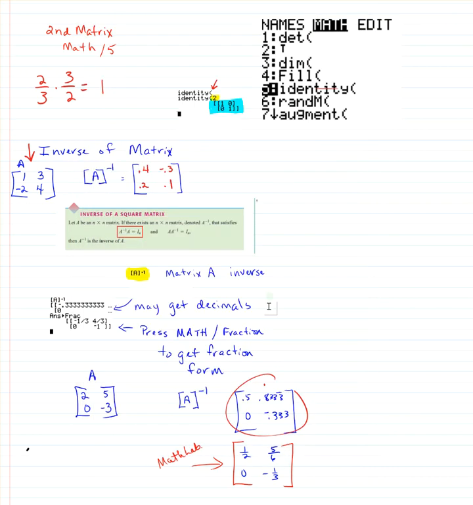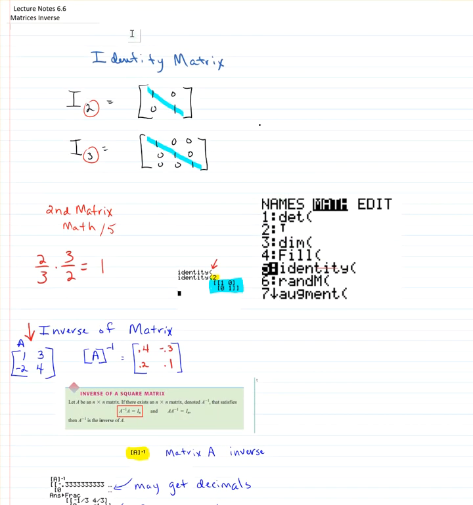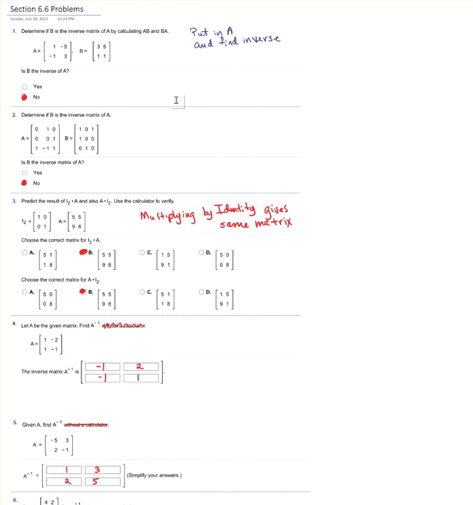So let's go look at our problems. All right, number 1 says determine if B is the inverse matrix of A, and it's telling you to do it a different way, to calculate the product AB and the product BA. We don't have to do that. Just put in A as we just did and find the inverse of it. If it is this exactly, your answer is yes. If it's not, your answer is no. Same way with number 2. Both of those happen to be a no. But that's all you do. Put the first one in and find the matrix.